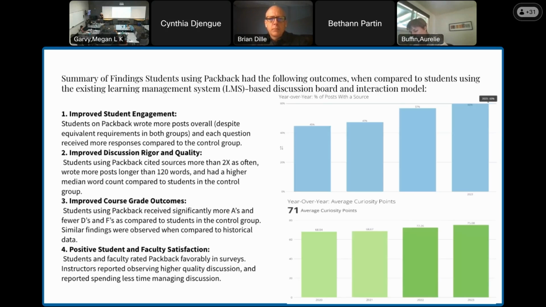It improves the rigor, the quality, improves overall grade. I just shared with you that statistic. And positive student and faculty satisfaction. So I know I'm much happier with it because I'm more engaged with the students at a different level than I was on a discussion board that had no AI attached, no feedback to students.